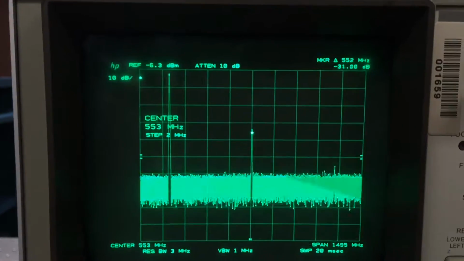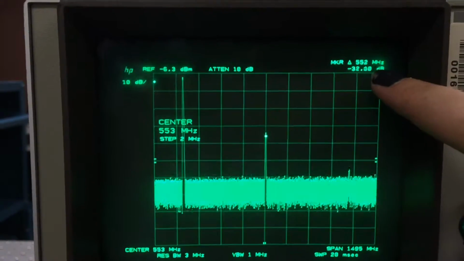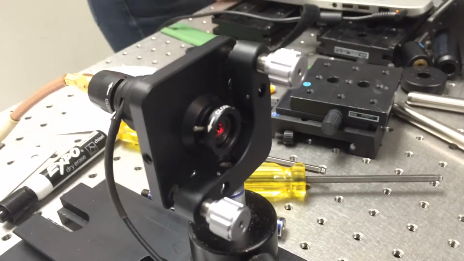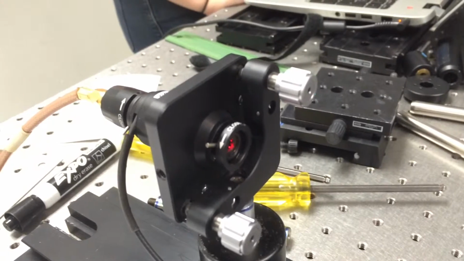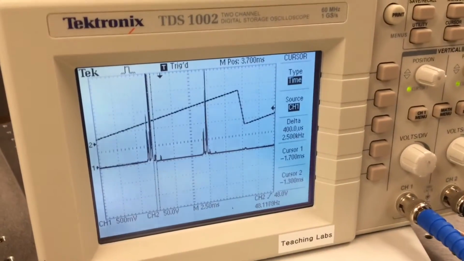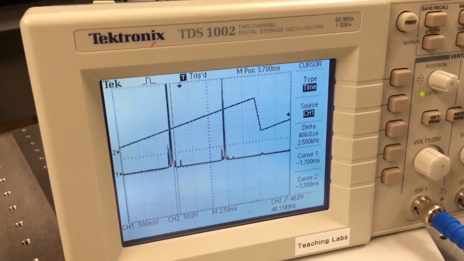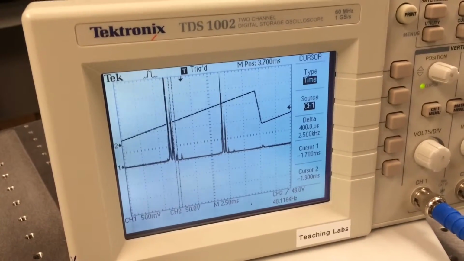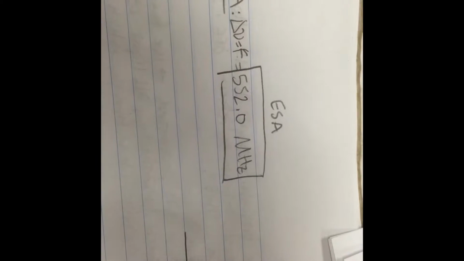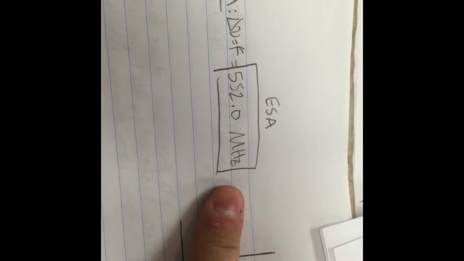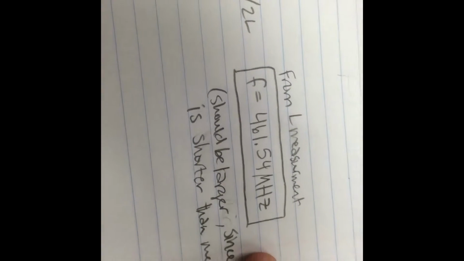This is the output from the ESA, and it shows that our beat frequency is 552 megahertz. The scanning Fabry-Perot has its own FSR. This creates a repeating pattern on the oscilloscope, and since we know the FSR of the Fabry-Perot and can find the relative FSR of the light using the oscilloscope, we can find the actual FSR of the light to describe its spectrum. Using the 3 methods, we found different FSR measurements of 552 megahertz, 519.5 megahertz, and 461.54 megahertz.